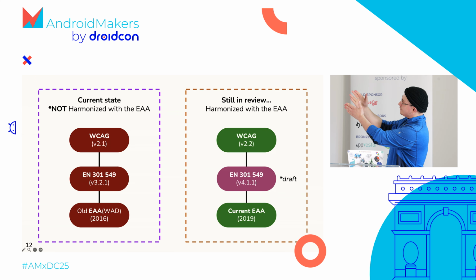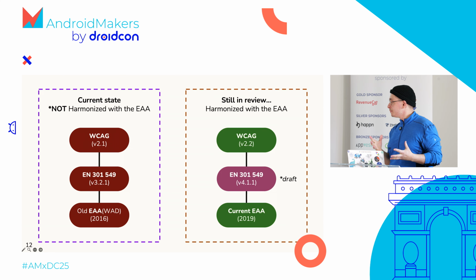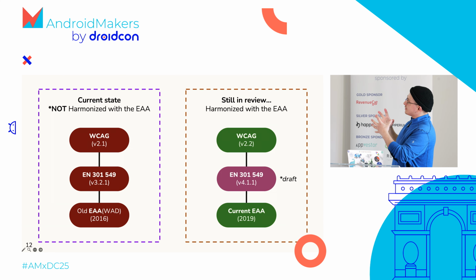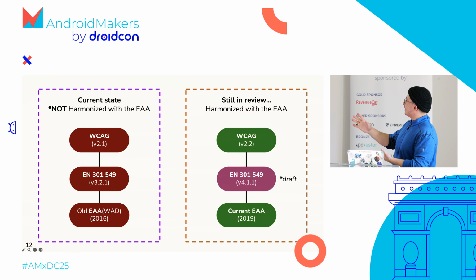The EN 301 version 3.2.1 is the current version that we have right now, but it references the WCAG 2.1, which is outdated, while we already have 2.2. And it's harmonized, but not with the EAA, which we actually need. It's harmonized with the directive from 2016, the Web Accessibility Directive. Therefore, the current WCAG is 2.2, the current EAA is 2019, but the official technical requirement is still in draft.